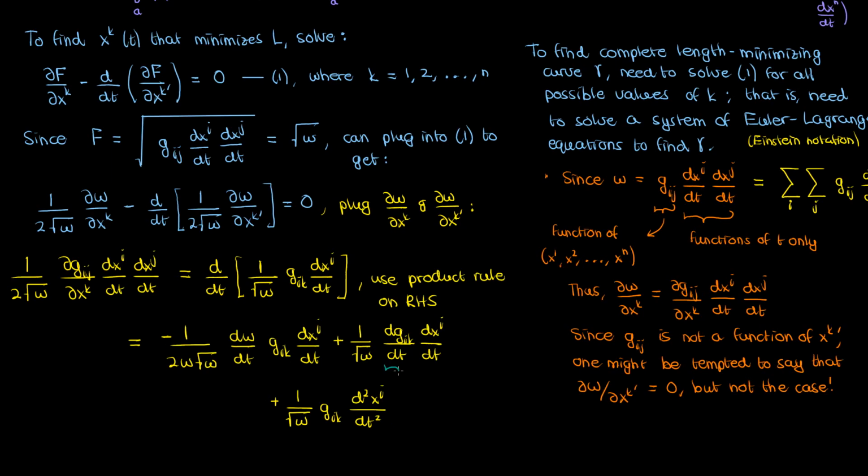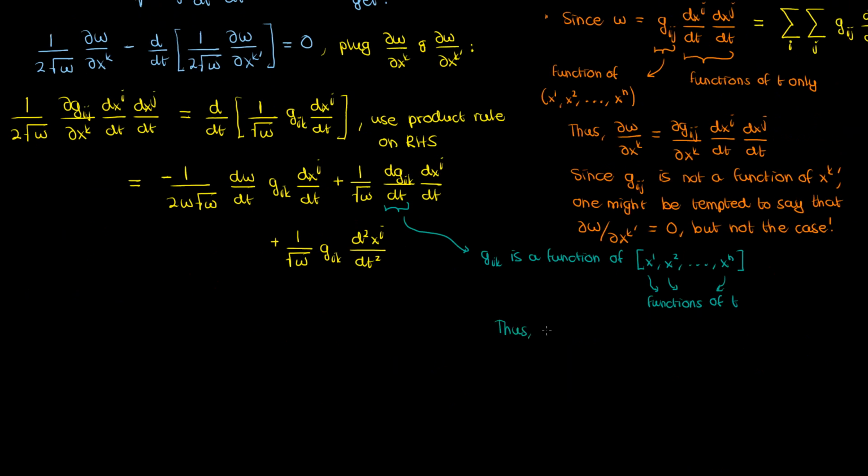Let's leave the dw by dt term as it is for now and focus on the t derivative of g sub ik. In general, we know that the metric tensor component is just a function of the coordinates x super 1, x super 2, and so on. Each of these coordinates is a function of t, so if I want the total derivative of g sub ik with respect to t, then by the chain rule, it would just be the partial of g sub ik with respect to x super 1 times the derivative of x super 1 with respect to t, plus the partial of g sub ik with respect to x super 2 times the derivative of x super 2 with respect to t, and so on and so forth.